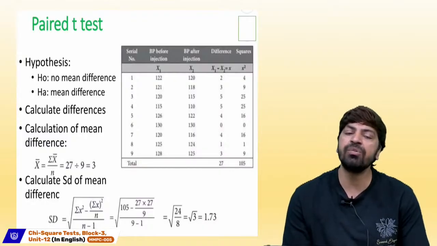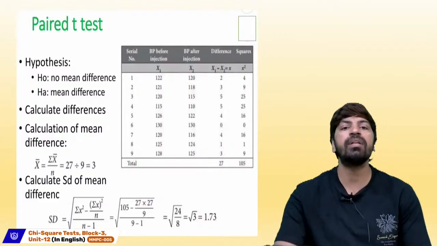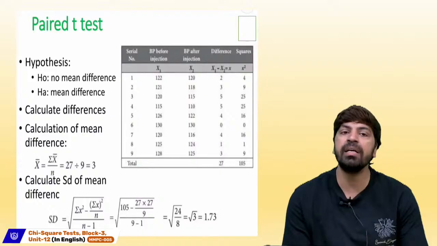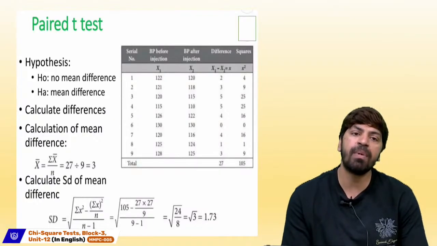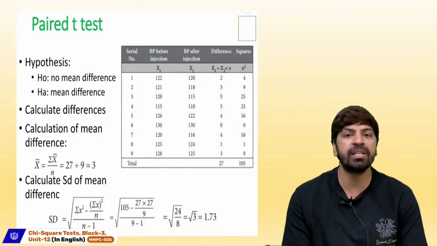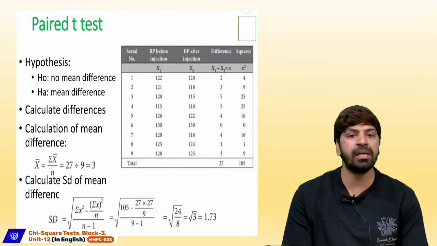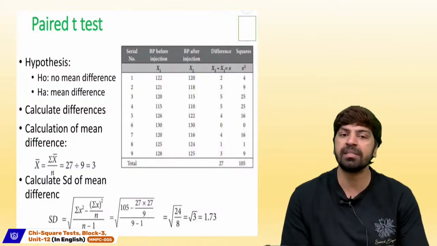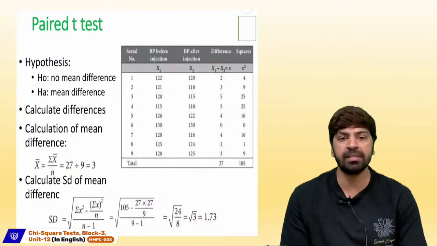We need to calculate the standard deviation of the mean difference. Before that, we need to calculate the mean difference. So x bar is equal to sigma x divided by n. What is the difference total here? That is 27 divided by 9, where n is the number of observations, that is 9. So we have the answer for the mean difference, that is 3.